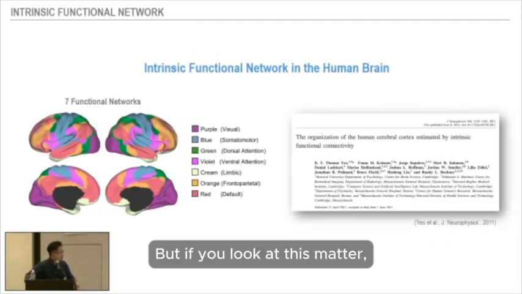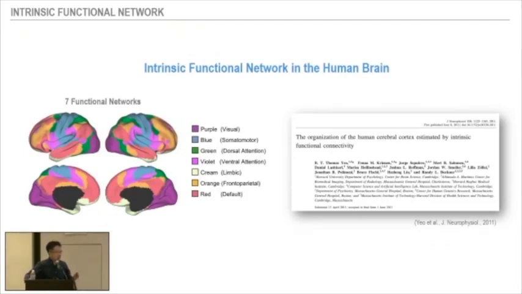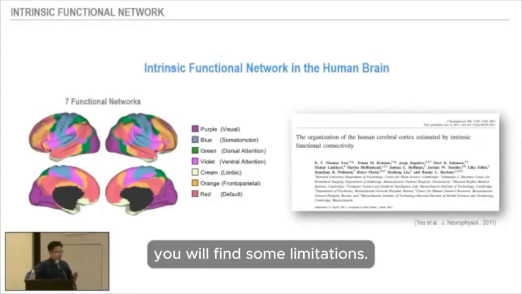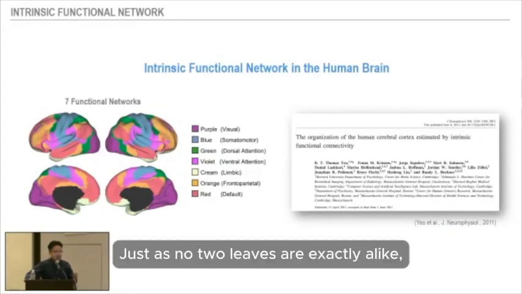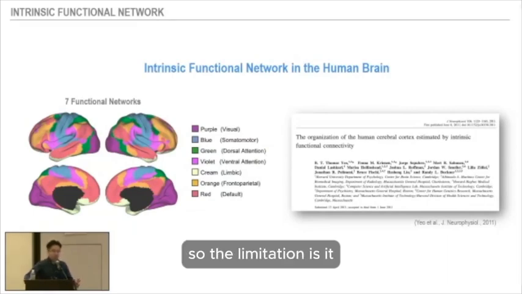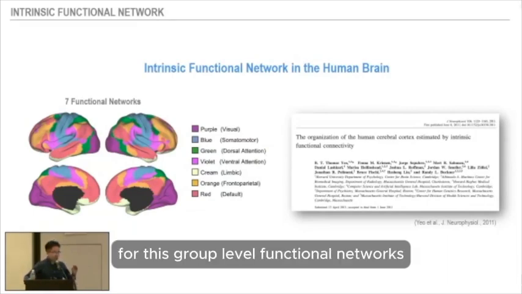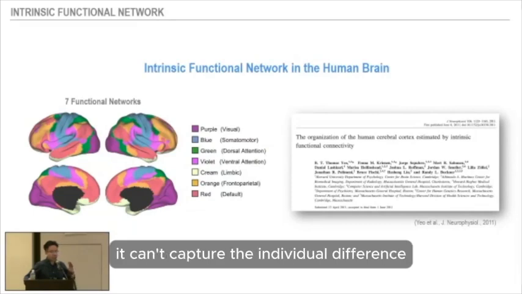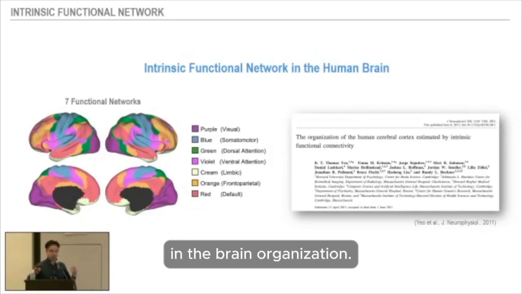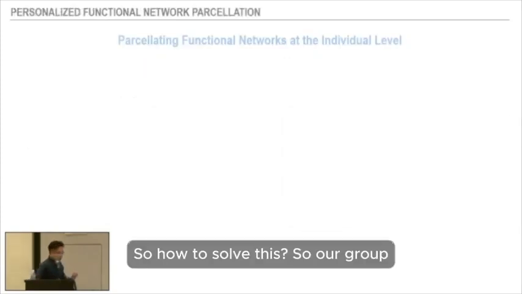But if you look at this method, you will find some limitations, just as no two leaves are exactly alike. The limitation is that these group level functional networks can't capture the individual differences in brain organization. So how to solve this?